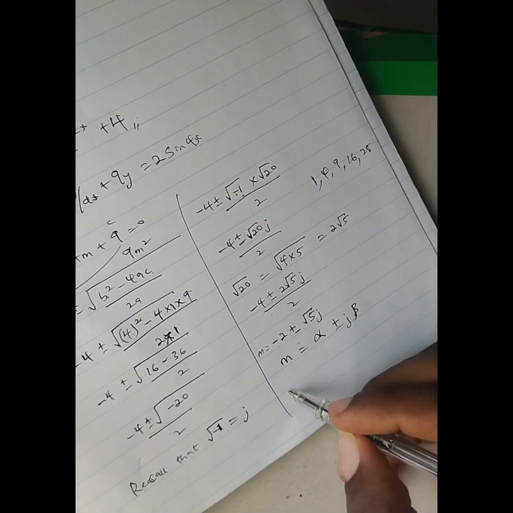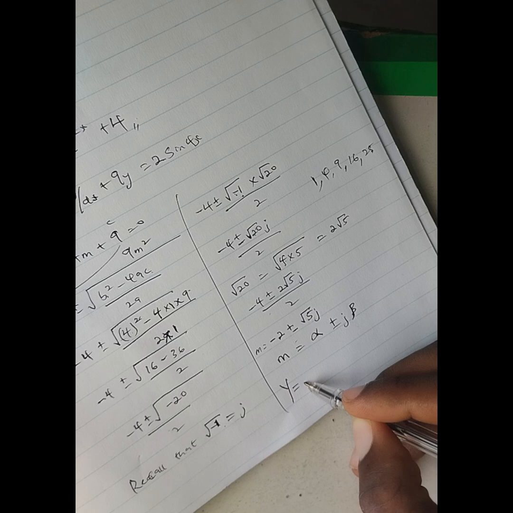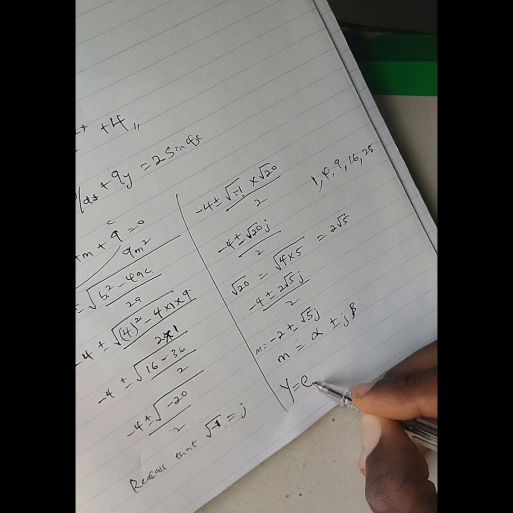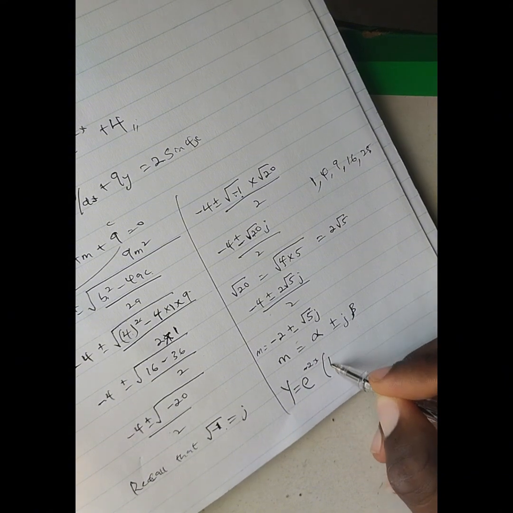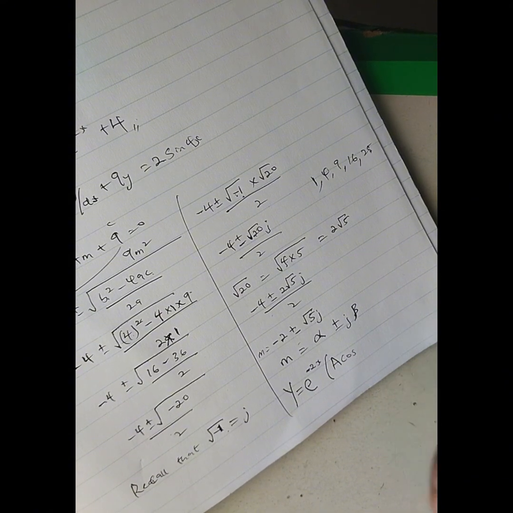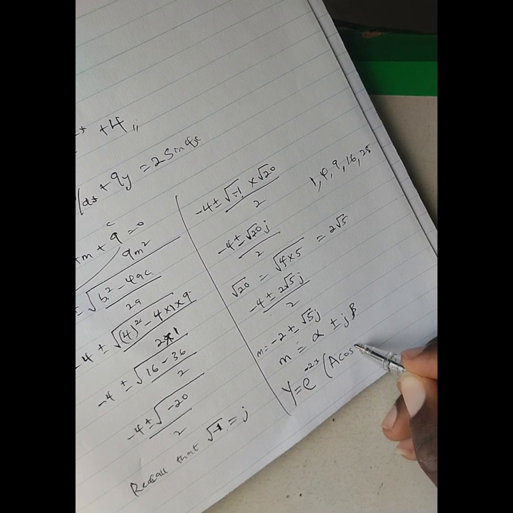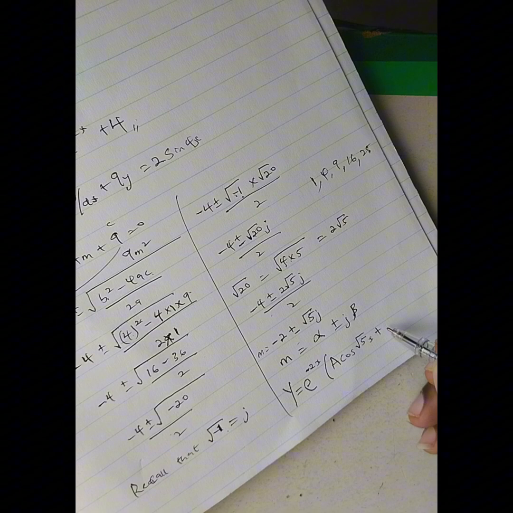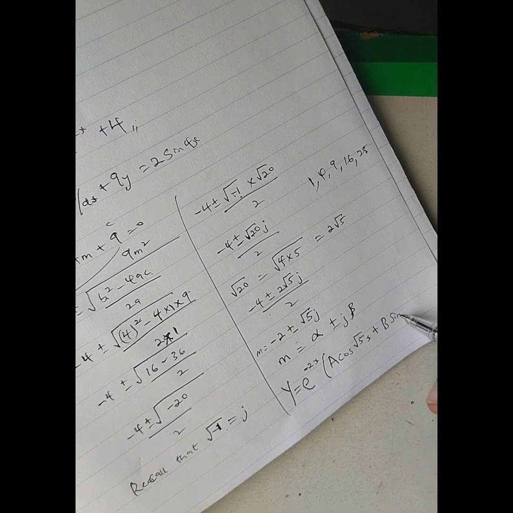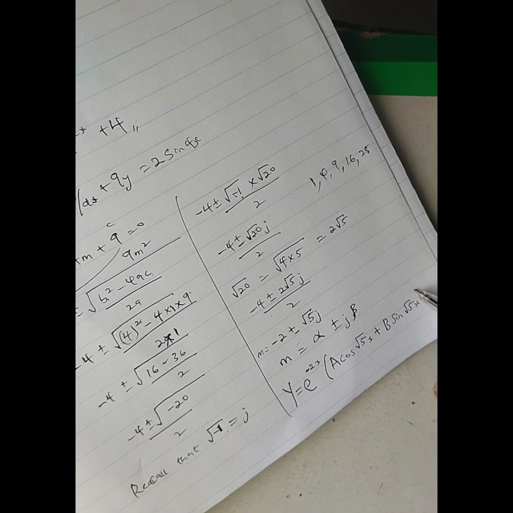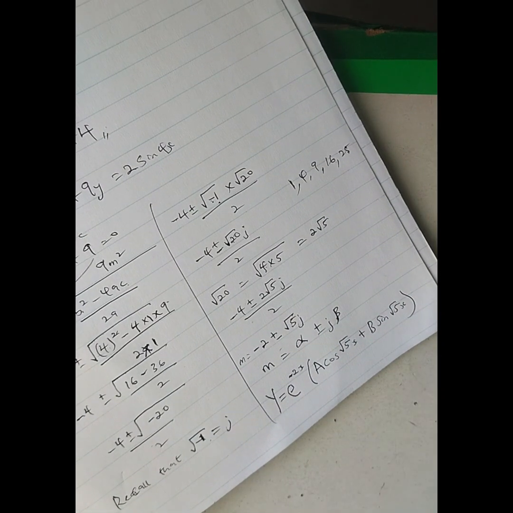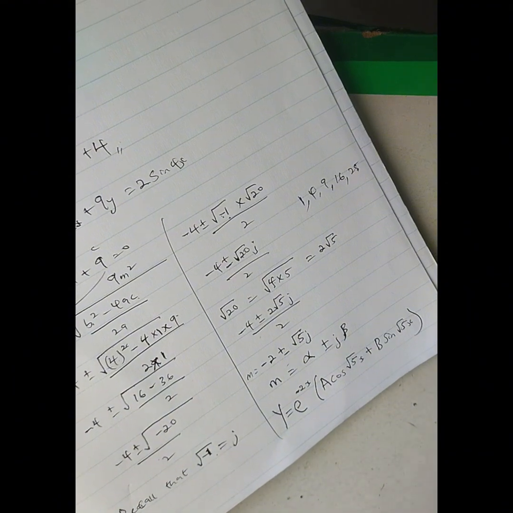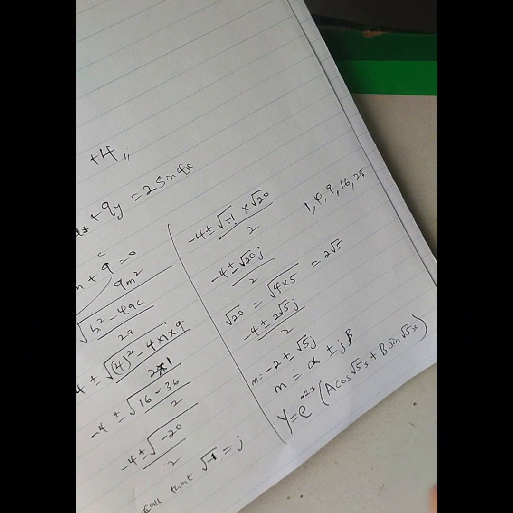And what is that solution? y is equal to exponential alpha. What is your alpha? Minus 2. So minus 2x into bracket a cos, what is your beta? Root 5x plus b sine root 5x. So now this is your solution for this because it is a complex root. Like we know, we are not done because it's an inhomogeneous equation, so you have to solve the other part. So let's continue.